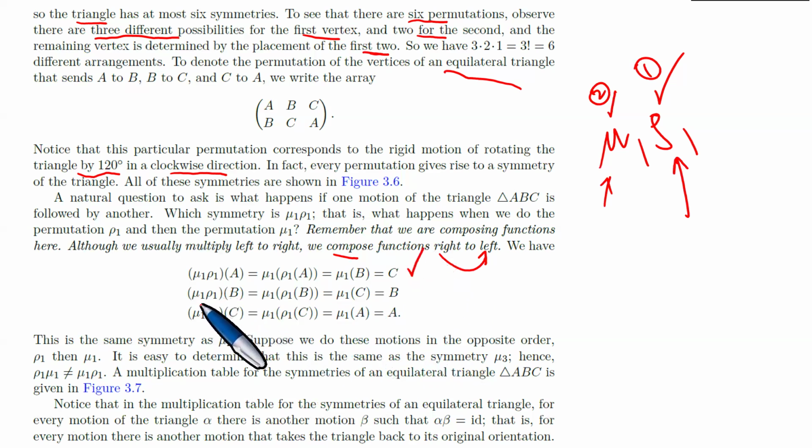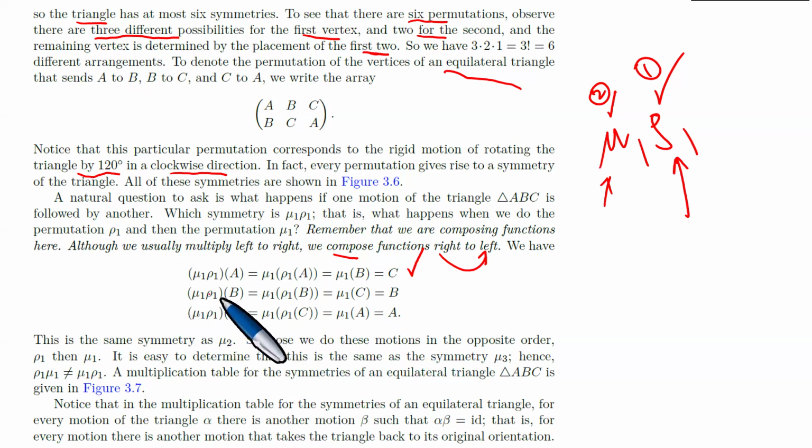Let us check. We're just composing these randomly. So we're doing mu1 rho 1 of B. Obviously mu1 rho 1 of B is going to be mu1 rho 1 of B. All right, they are right, good.